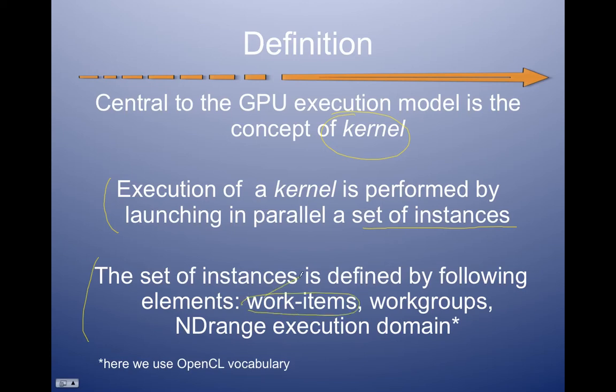Work items, this is equivalent to a thread. Work group, this is a set of threads. And ND range. ND range is a set of work groups.